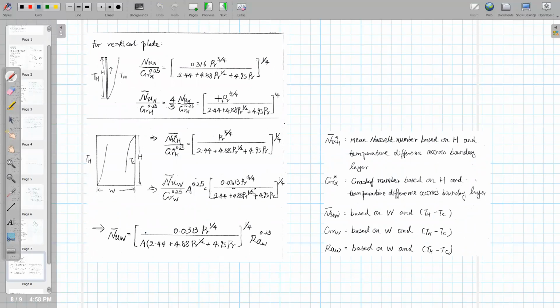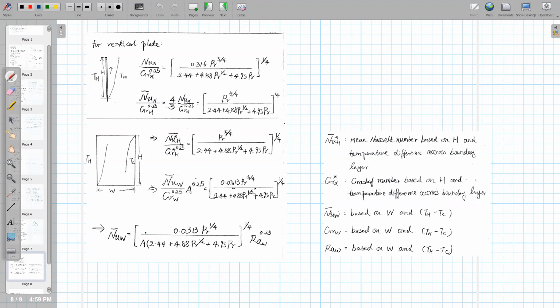And this is a recall of our previous vertical plate problem. For our previous chapter, this is an asymptotic result to the similarity solution. If we have a vertical plate with external natural convection, then the Nusselt number divided by the Grashof number to the power of 1/4 will be equal to a function of the Prandtl number. This is for the local one, at x.